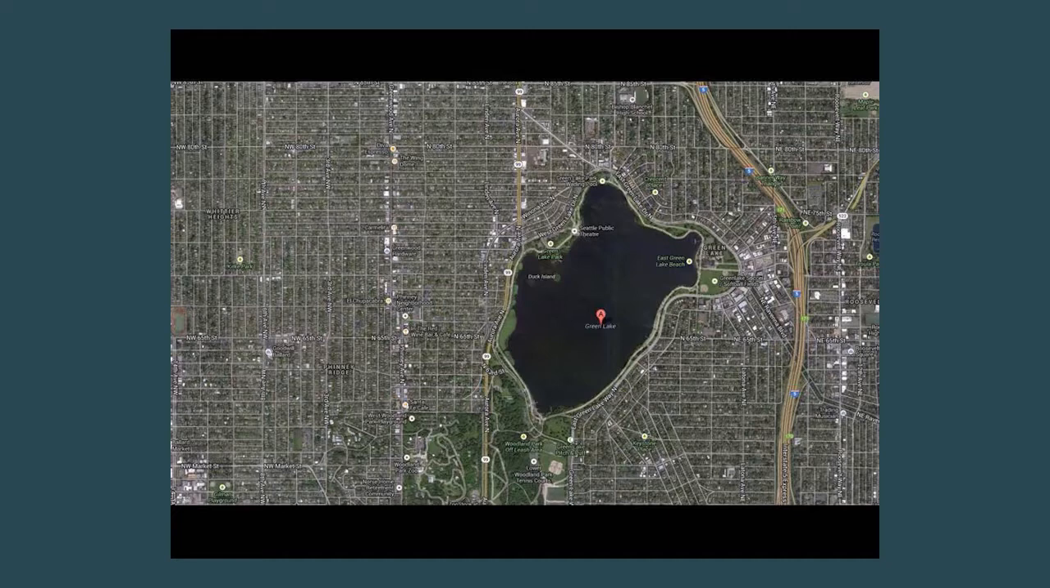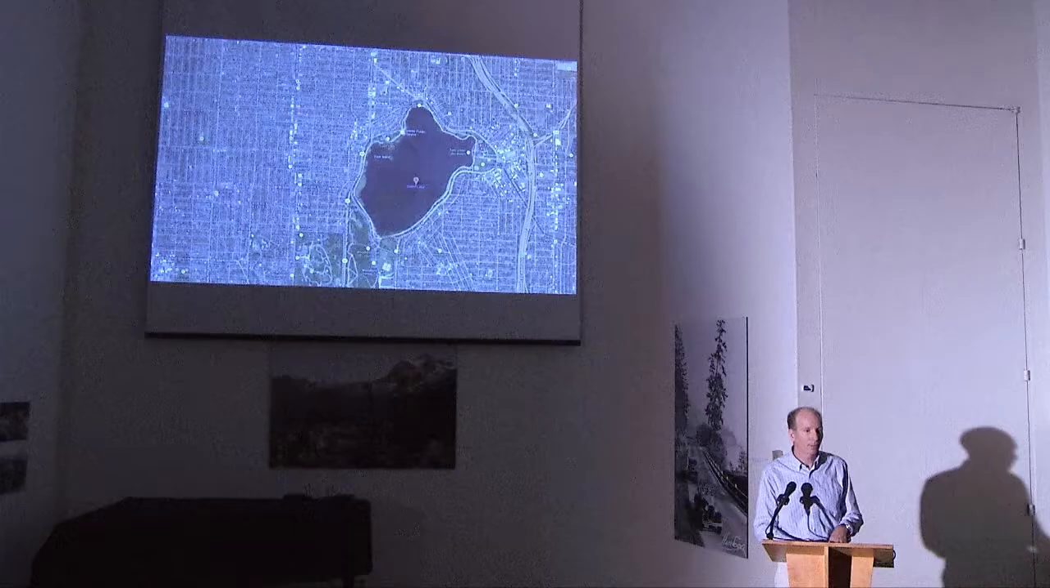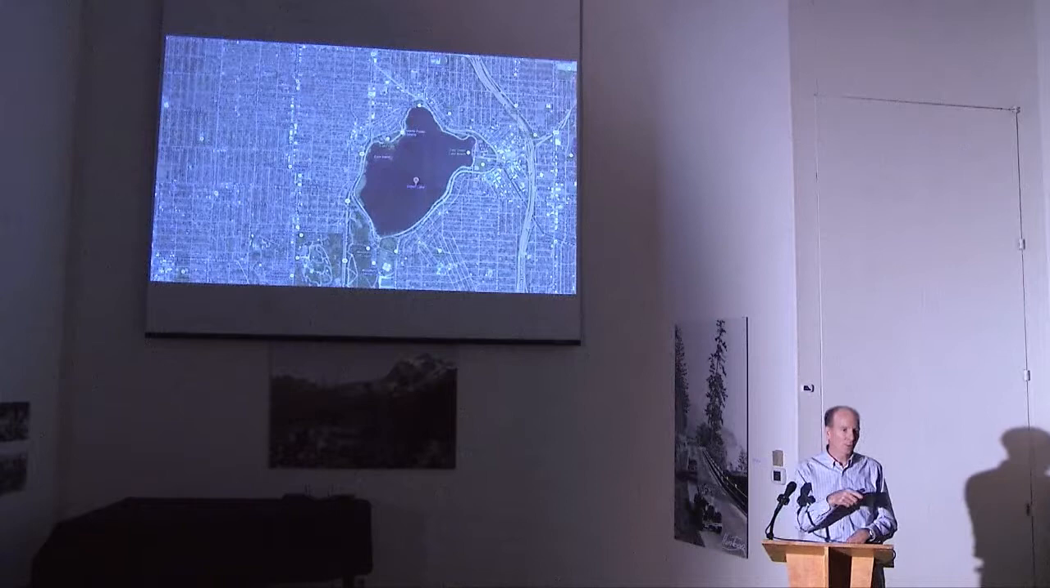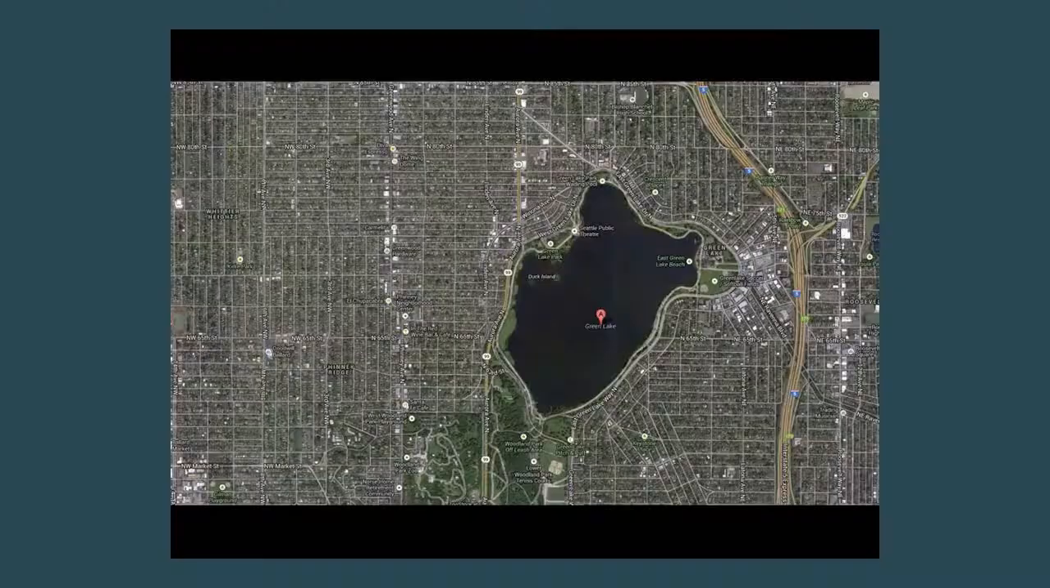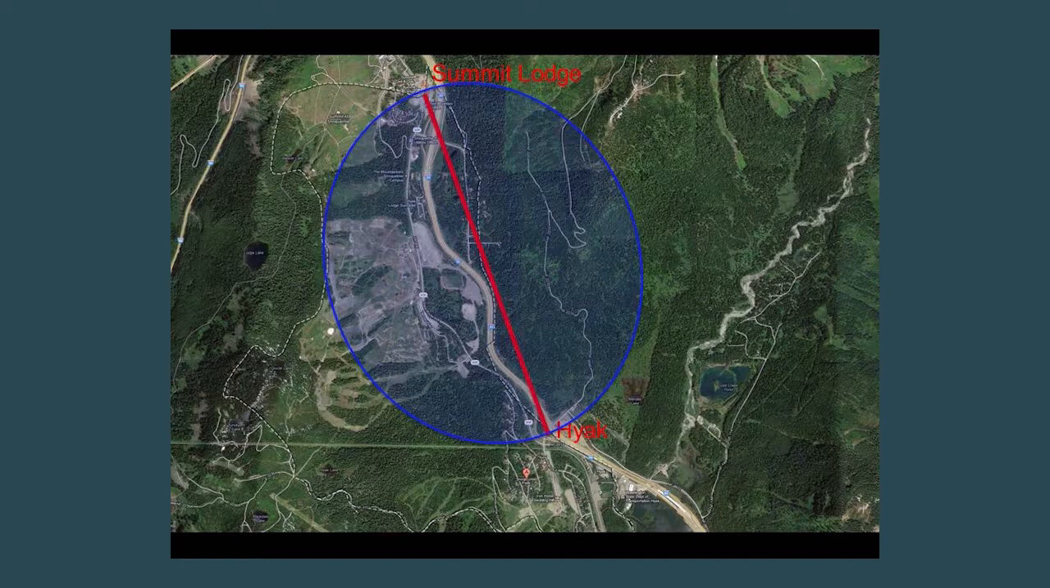To put that in perspective, imagine you went walking around Green Lake in Seattle, and in the time that you walked around, imagine Green Lake just drained away. And Green Lake would actually be a fairly small lake by Greenland standards. But Green Lake's down around sea level, or not much above sea level. So to really appreciate the way these events go, imagine a lake like this at Snoqualmie Pass, between Summit Lodge and Hyak. That's about the width of that lake. And imagine you put a lake there.